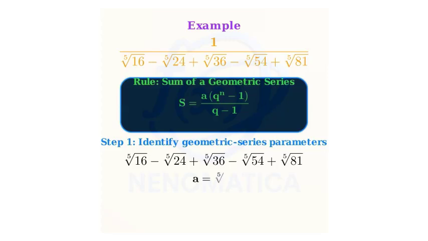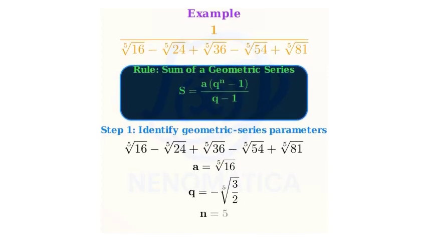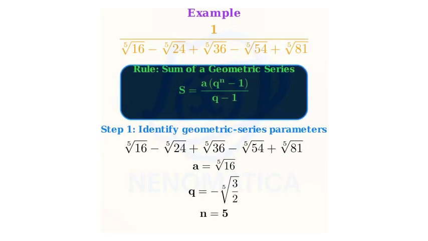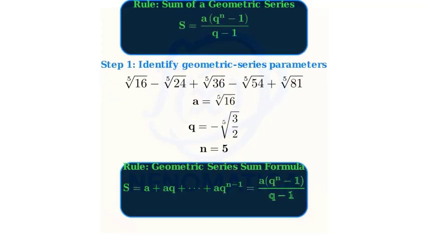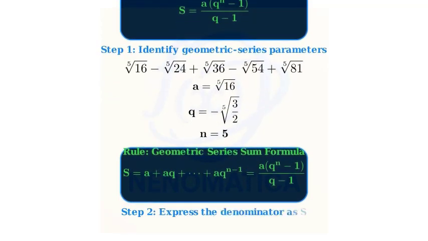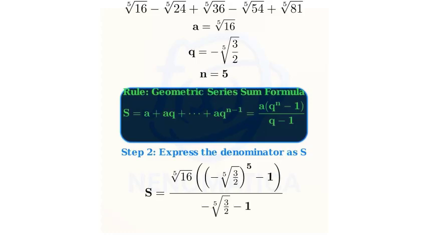We will label them as a, q and n. In the denominator the signs alternate, and each term is the previous term multiplied by negative fifth root of 3 over 2. Step 2. Express the denominator s using the geometric series sum formula with n equal to 5.